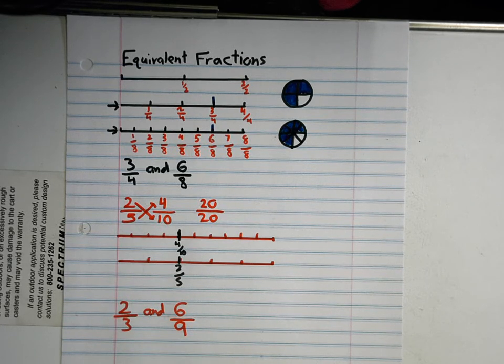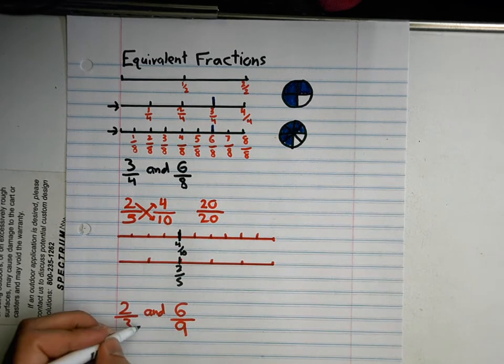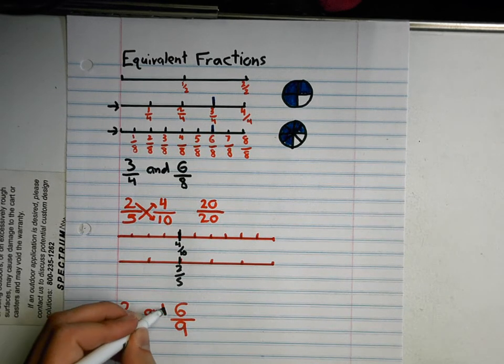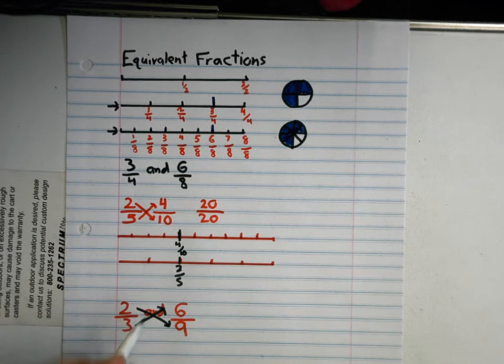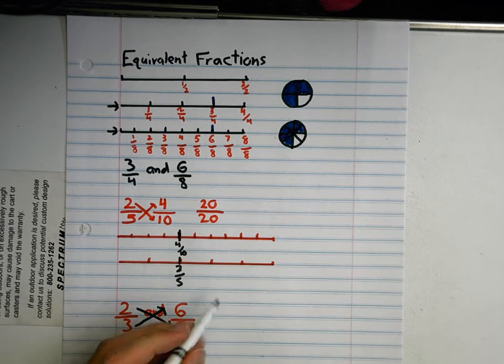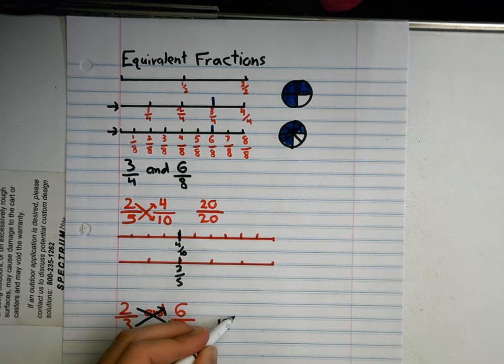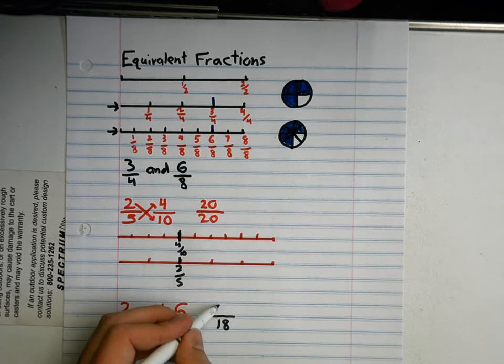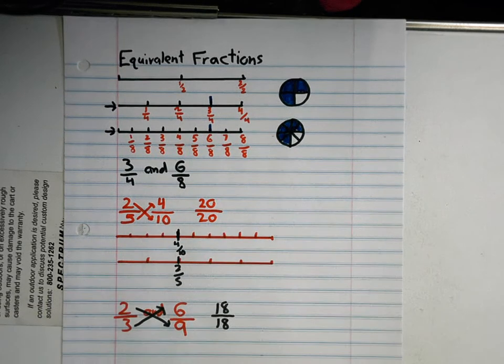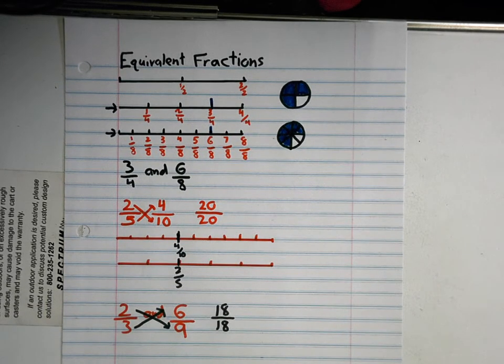But I can cross multiply. 2 times 9 is 18. 3 times 6 is 18. Are they the same? Yep. Are they equivalent fractions? Yes. You could triple it. I could triple it, yeah.